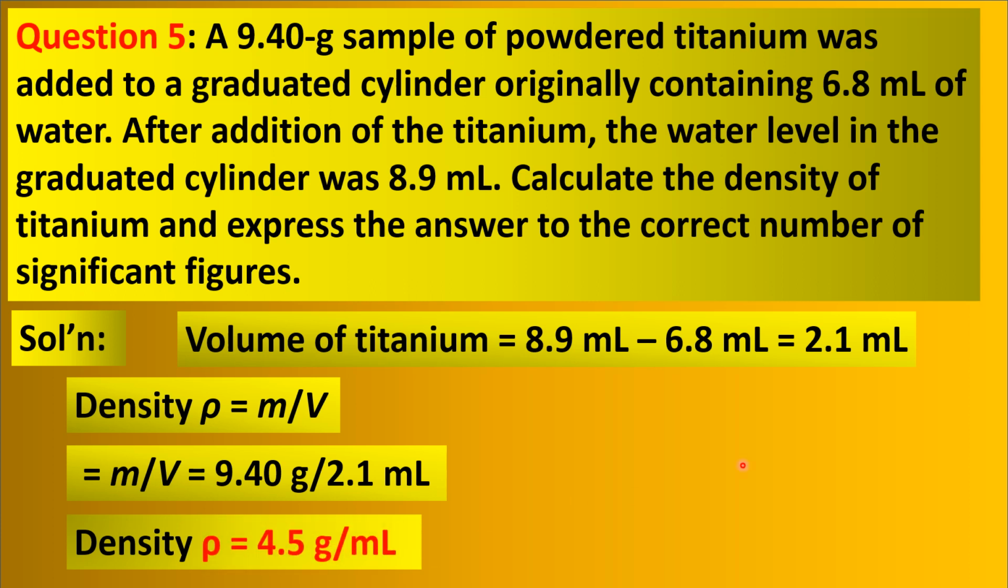So our answer has been rounded to two significant figures because when you do the division, our basis should be the quantity with the lesser number of significant figures, and that is 2.1 ml. So our answer should also have two significant figures.